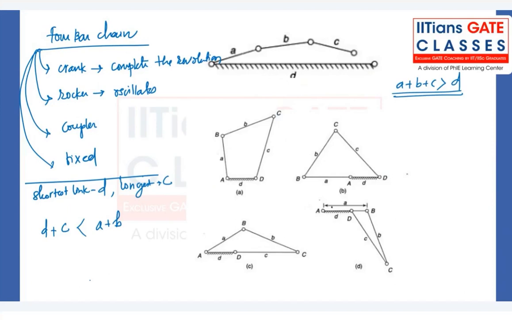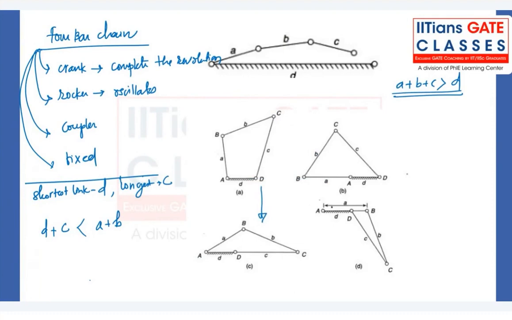if D plus C is, let's say, greater than A plus B, we cannot have this situation, right? This is possible only when, or we can bring this C to the horizontal like this, which is shown in the below figure, only when A plus B is greater than D plus C, right?